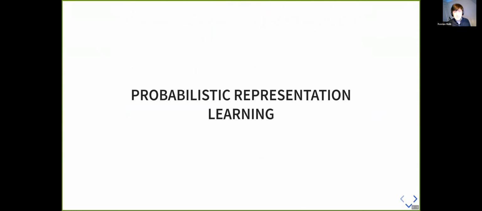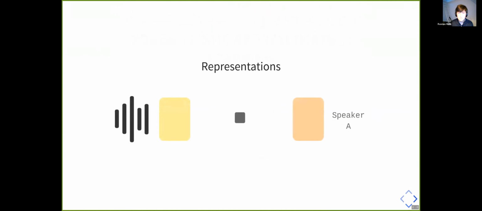But yeah, jumping into it. Probabilistic representation learning. Starting out with what I think a representation is. If you were to solve a problem of either, say, speaker separation or speaker identification, to keep it a little bit simple, a traditional pipeline might look a little bit like this.